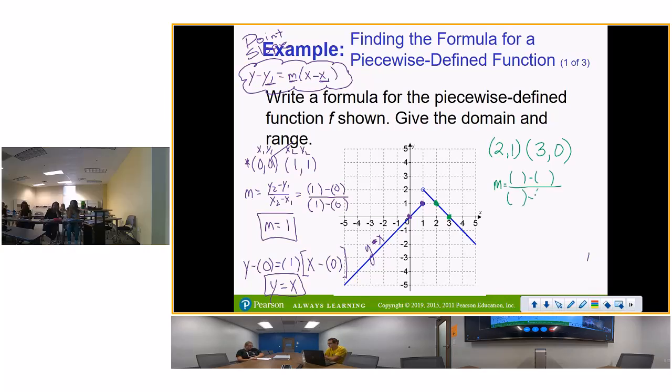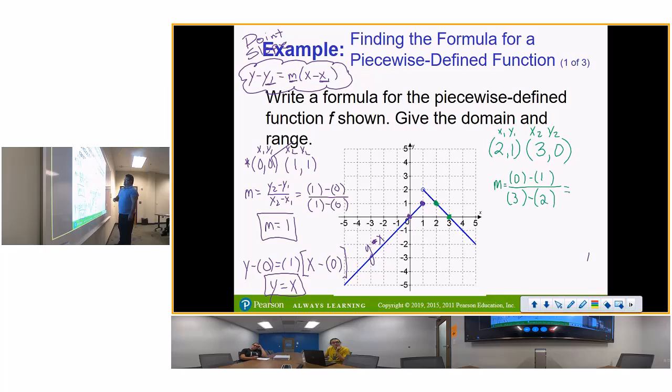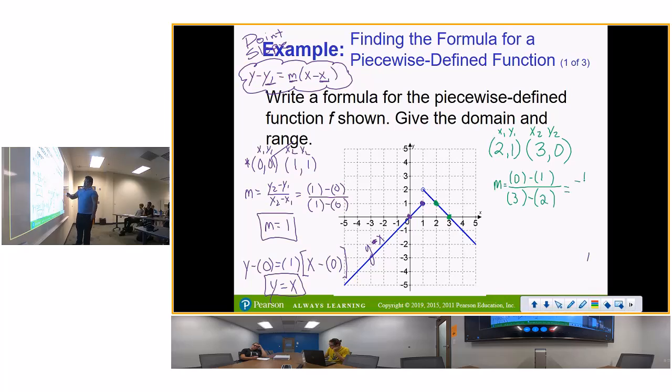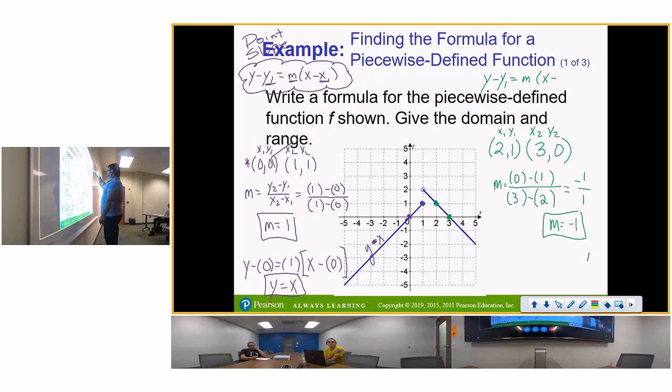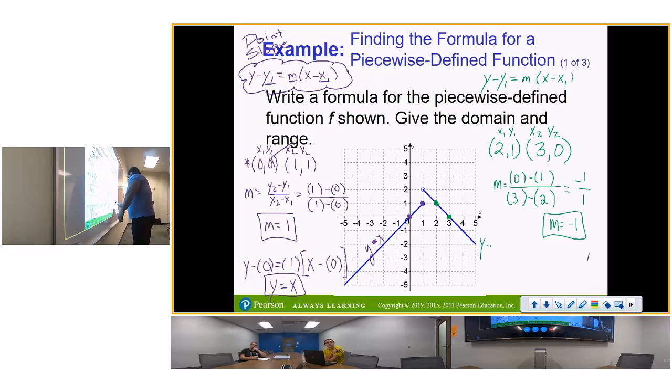But that's just simple. Well, this one is a simple problem. X sub 1, y sub 1, x sub 2, y sub 2. 0, 1, 3, 2. What's 0 minus 1? And what's 3 minus 2? So this slope is equal to what? Now use your point slope equation. Y minus y sub 1 is equal to m times x minus x sub 1. Y minus parentheses is equal to parentheses times x minus parentheses.